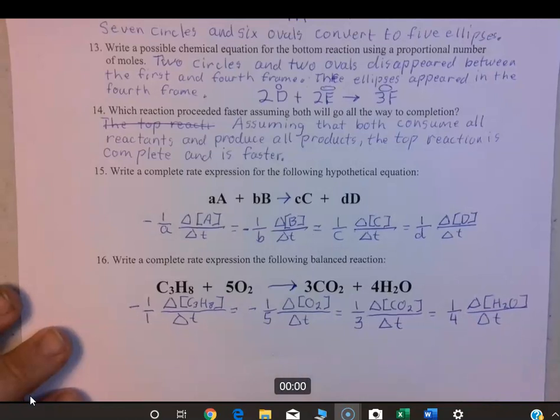So these things are really easy to write. Just remember those 2 rules. Flip the coefficient, and if it's a reactant, you put the negative sign in front, and you set all of them equal to each other.